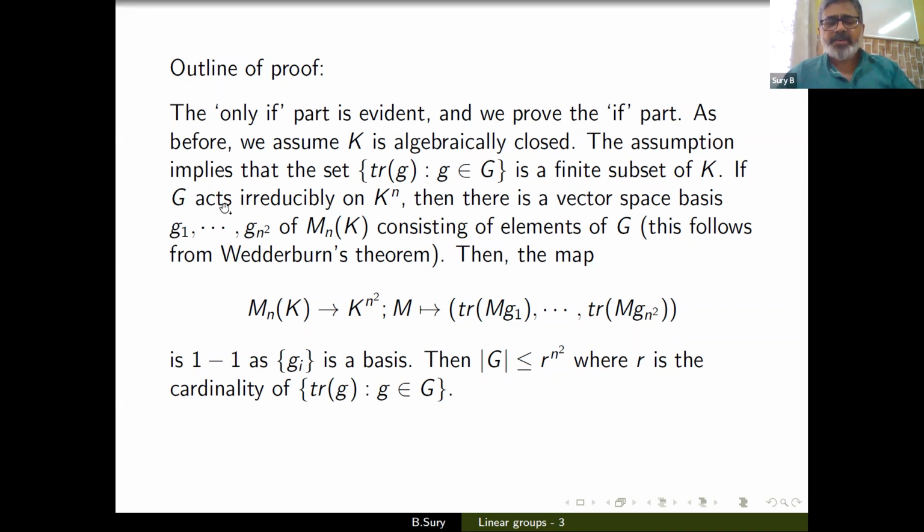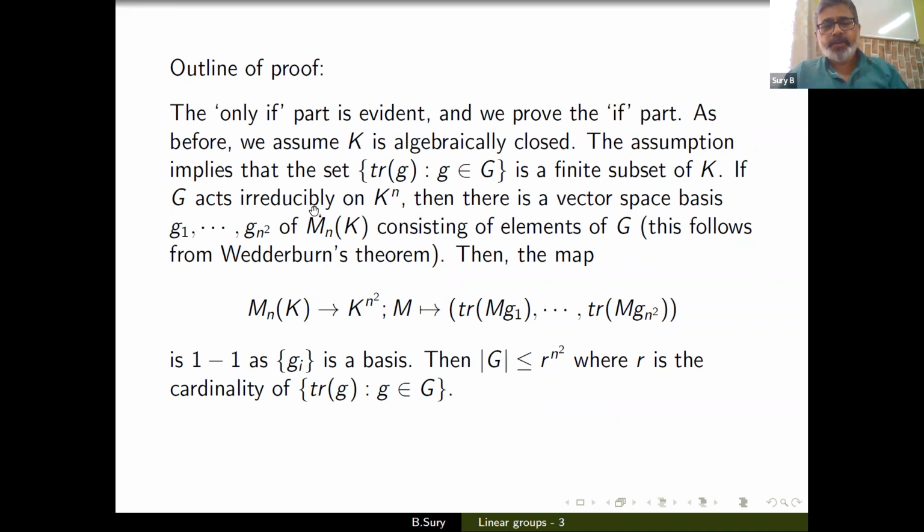So if the action of G on K power n, G a subgroup of GL n K, so it's acting on K power n, we know the action may or may not be irreducible. If the action is irreducible, then there is a vector space basis of n square elements. This is another version of Bernstein lemma. Sometimes it comes under what's called Wedderburn theory. Doesn't matter.